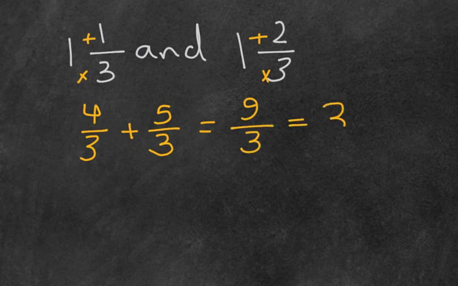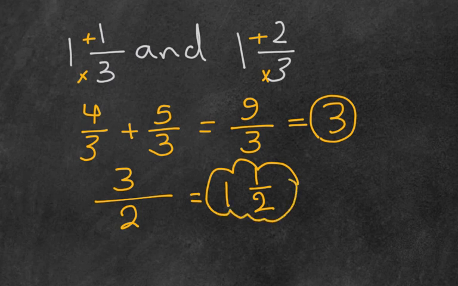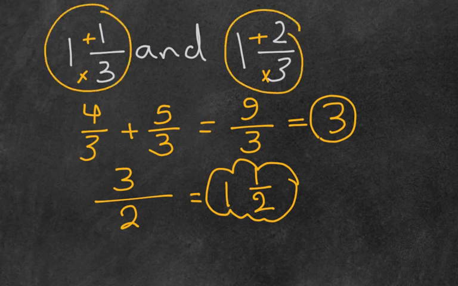9 over 3 means 3. Now we will divide 3 by 2. 3 divided by 2 means 1 and 1 over 2. So 1 and 1 over 2 is between 1 and 1 over 3 and 1 and 2 over 3. We add the two real numbers, then divide by 2. Thank you for watching.